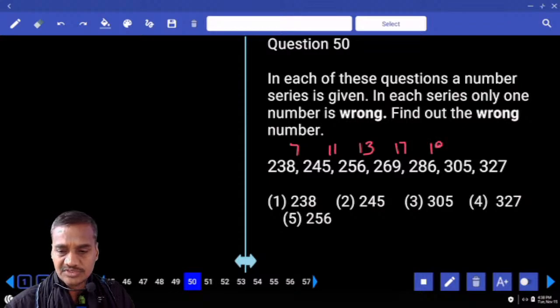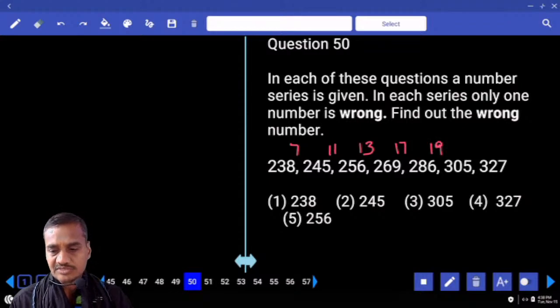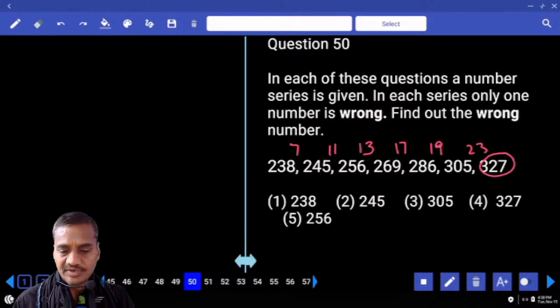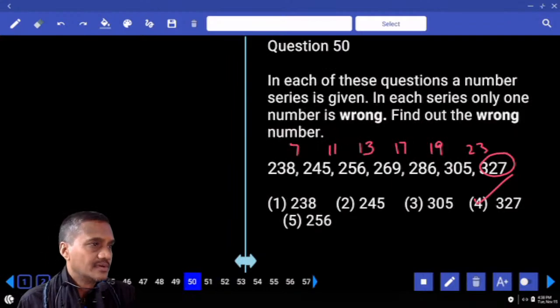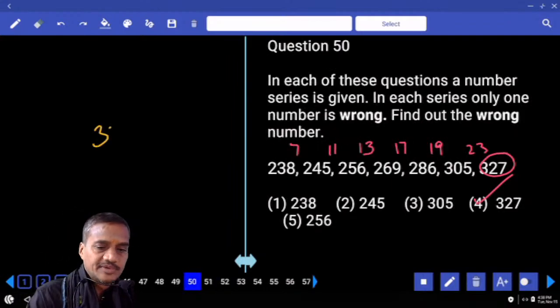Next one is how much? 19. 286 plus 19, 305. Next one, 23. And the number must be 328. 327 is the wrong number, 328 is the correct number. And so choice 4, question number 50. Done with this? Now this is about paper number 309.